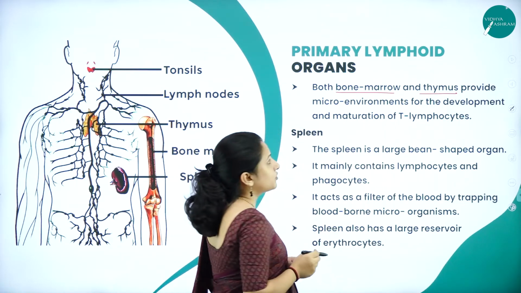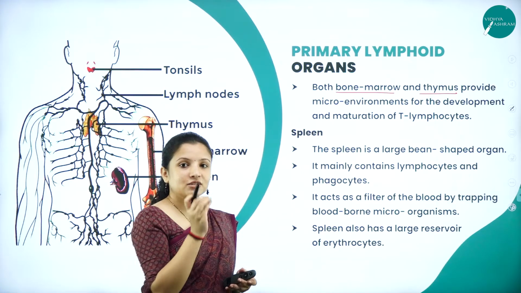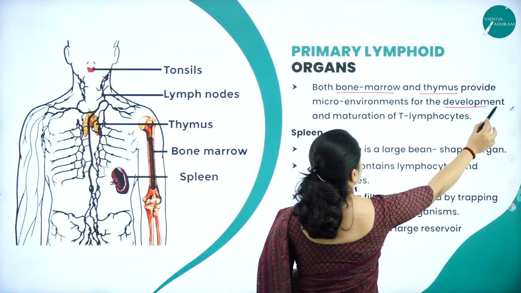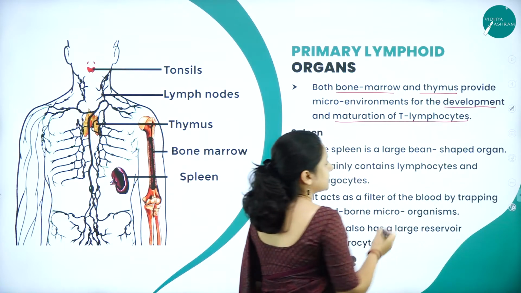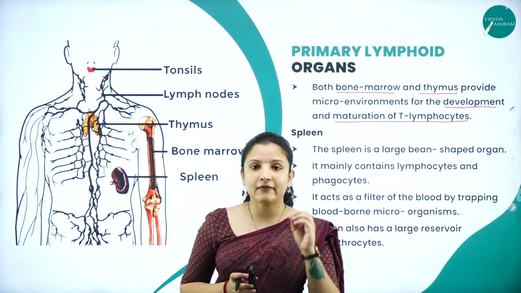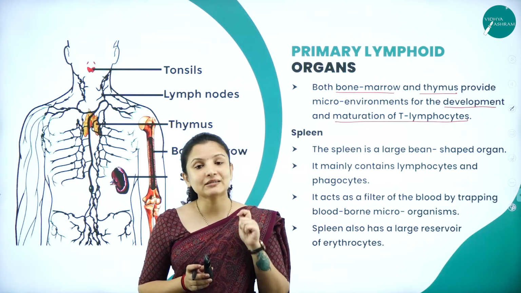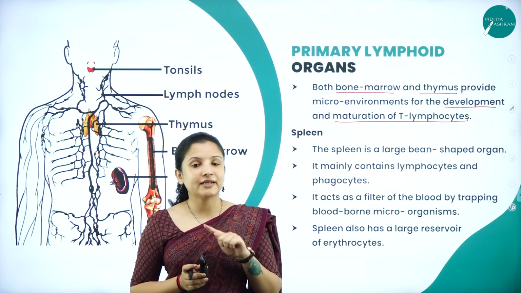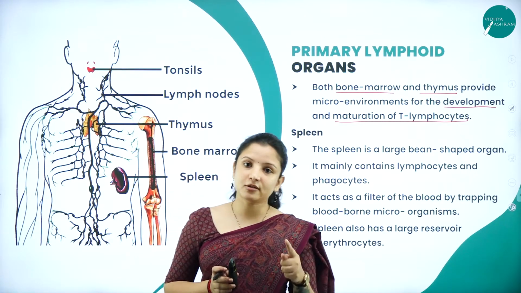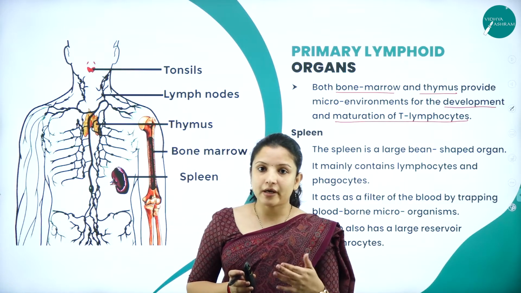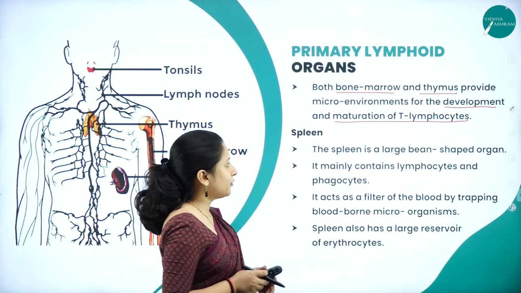These primary lymphoid organs, the bone marrow and the thymus, together provide the environments for the development and maturation of lymphocytes. The lymphocytes that are produced in the thymus are called T cells and the lymphocytes that are produced in the bone marrow are called B cells. We have studied all those.